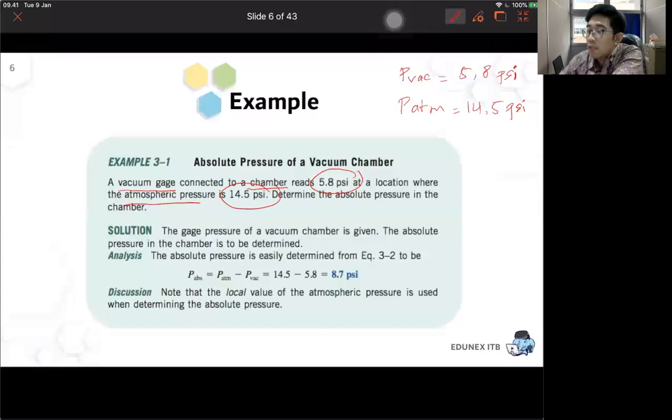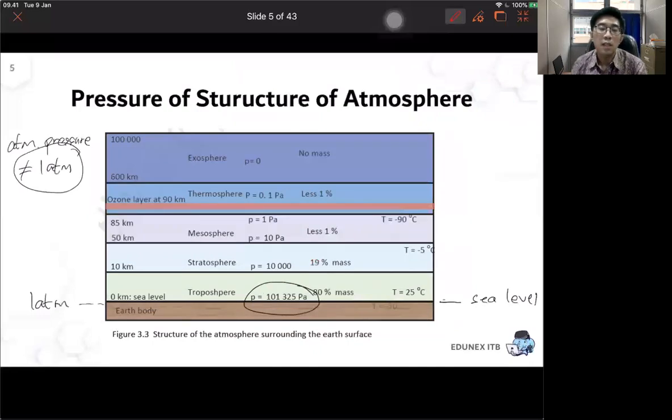Because it's a vacuum gauge, you can know that the pressure inside the chamber is lower compared to the atmospheric pressure. So the absolute pressure in the chamber will be the atmospheric pressure minus the gauge vacuum pressure. So the value will be 8.7 PSI. And please note that the local value of the atmospheric pressure is important to calculate the gauge pressure. The local value of atmospheric pressure depends on the height of the location compared to sea level.